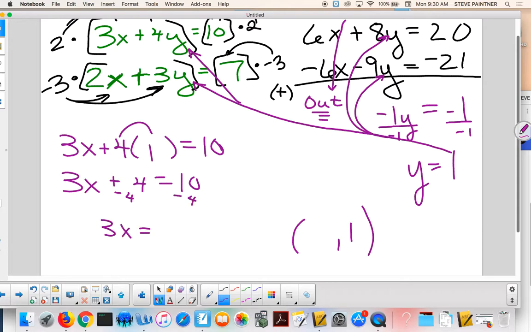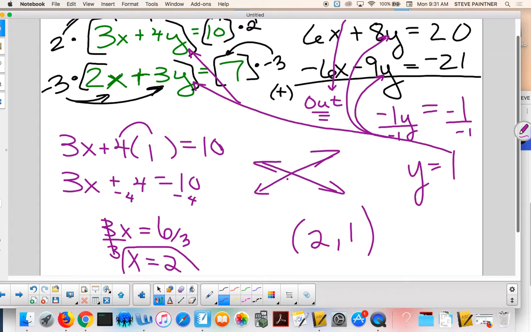3x equals what? 6. Divide by 3, knocks out the 3's. And you get x equals what? 2. Answer? 2, 1. If you go back 2 weeks ago, you guys graphed the line, and you said the answer is 2, 1. I'm not making a graph. I'm trying to get you to do the elimination method now. All okay?